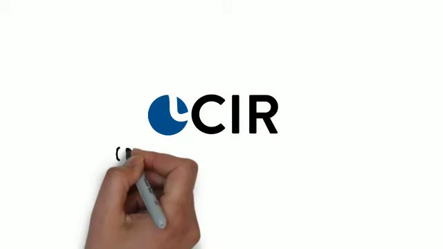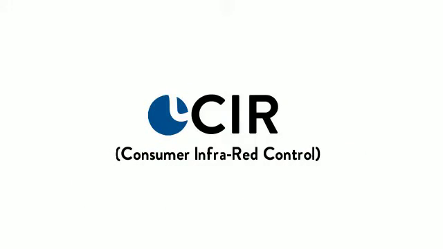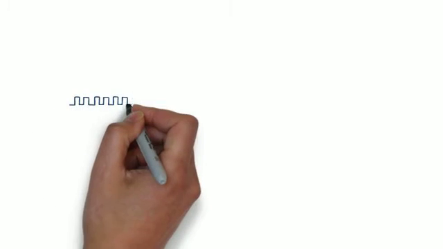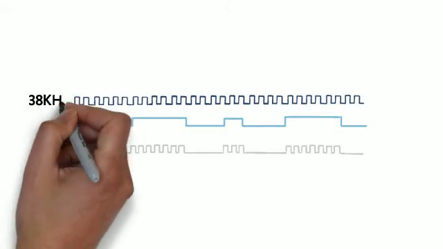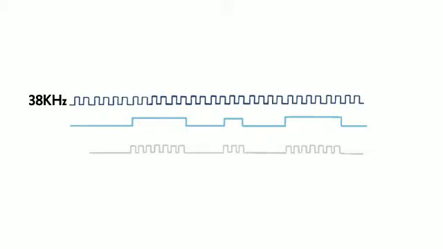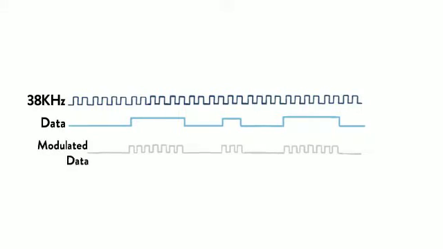Last, let's talk about CIR, Consumer Infrared Control. The infrared signal is made up of two parts: the carrier signal, with a clock frequency in the range of 38 kHz and higher, and the data signal, with low frequency of up to 10 kHz.